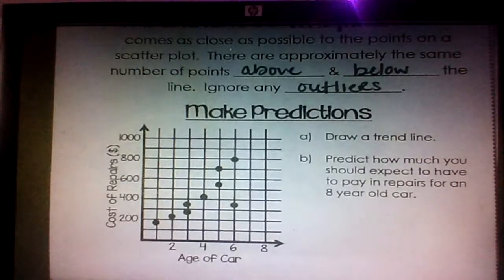I guess I need to pass out rulers, huh? Okay, so remember though, when you draw your trend line, we don't need to pick colors, just give them some rulers. Okay, so when you draw your line of best fit or your trend line, you want to try to make sure that you have the same amount of dots above it as you have below it.